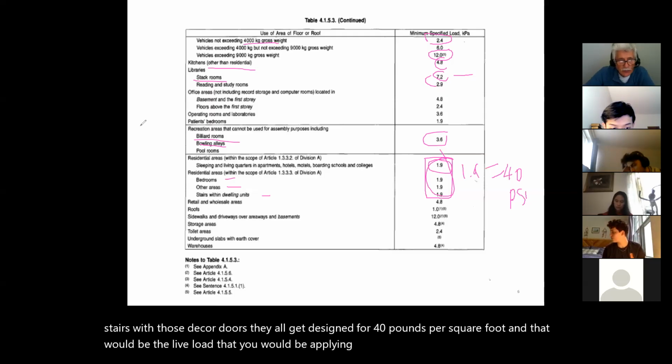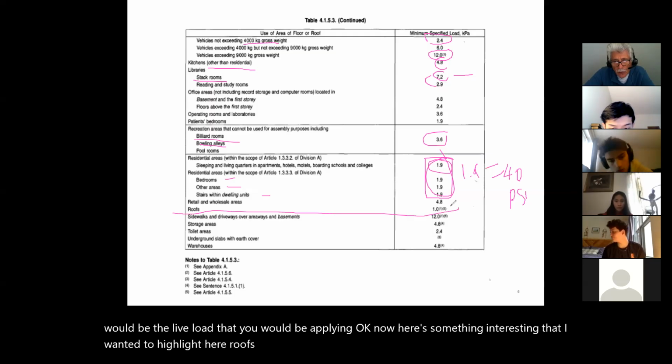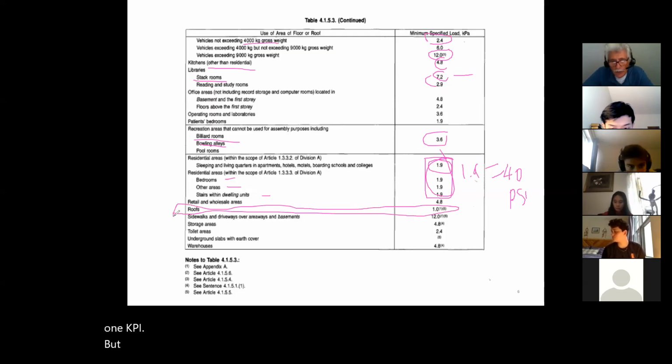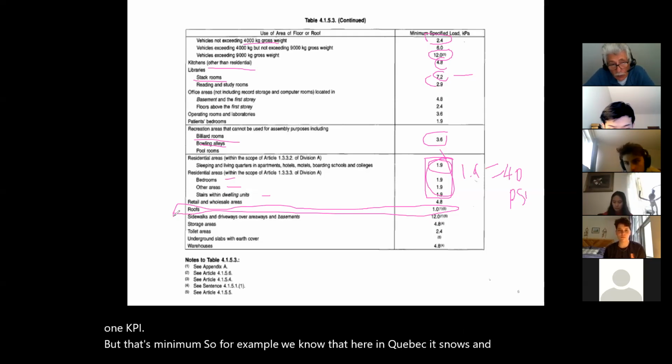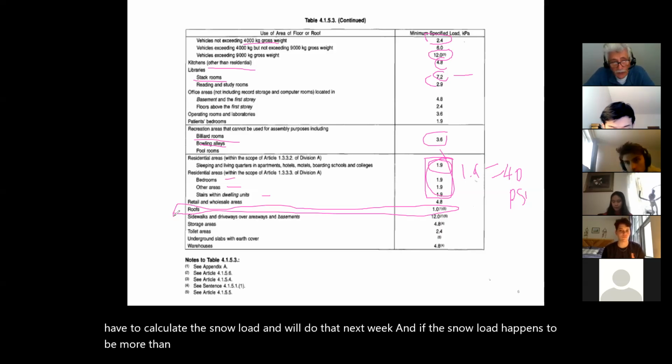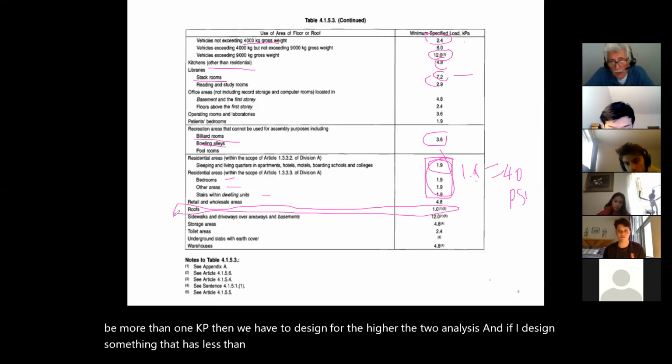Now, here's something interesting that I want to highlight here, roofs, okay? Here they say your roof should be designed for 1 kPa, but that's minimum. So for example, we know that here in Quebec, it snows and therefore we have to calculate the snow load, and we'll do that next week. And if the snow load happens to be more than 1 kPa, then we have to design for the higher of the two. And all of a sudden, if I design something that has less than 1 kPa, I have to at least apply always a minimum of 1 kPa to the design of a roof, okay?